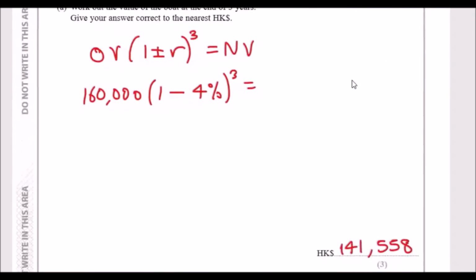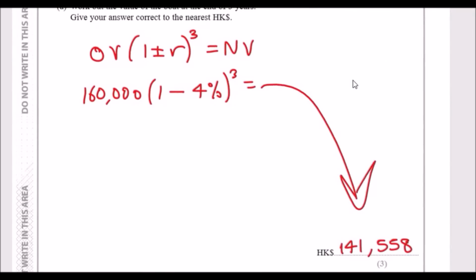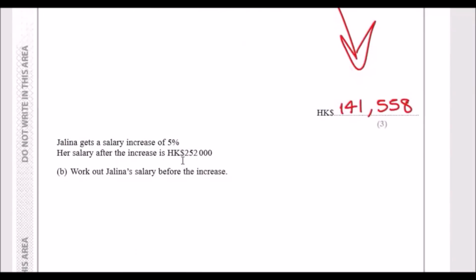I mean, these are giveaway marks. Literally giveaway marks. Now, next one. Jelena gets a salary increase of 5%. Her salary after the increase is 252,000 Hong Kong dollars. Again, the same formula applies. It's always the original value times 1 plus or minus some rate gives us a new value. And because there are no years involved, we just assume that it's blank. So it's probably 1 year.